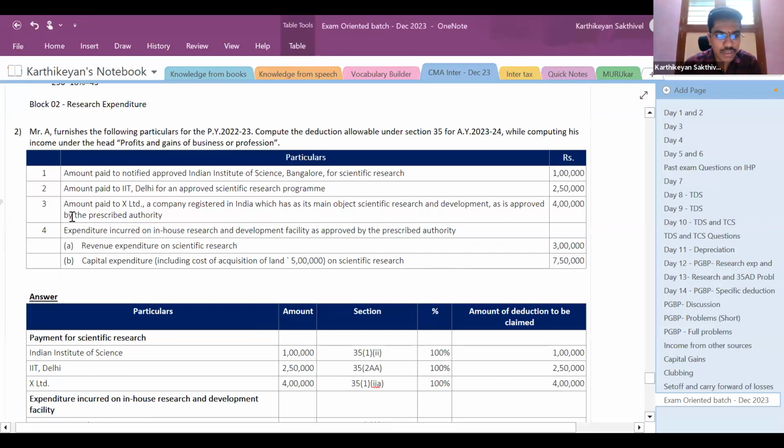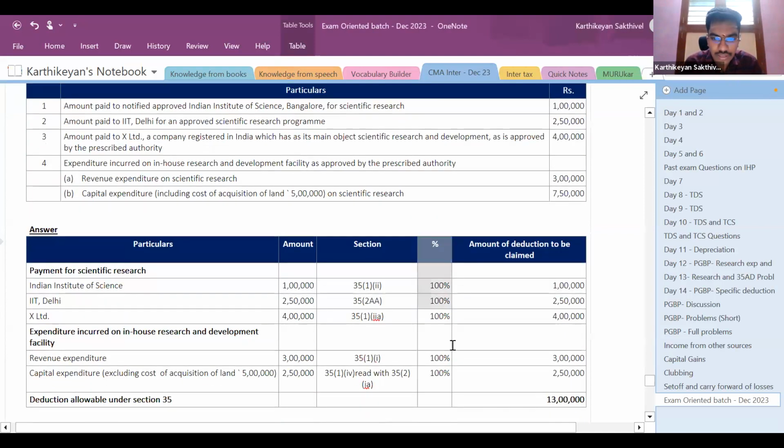So if the amount is paid to a notified approved Indian Institute of Science, Bangalore for scientific research, it can be claimed as a reduction under Section 35(1)(ii). The rate of reduction is 100%. This is not relevant today, but before there was a weighted reduction concept; now the weighted reduction is entirely done away with, so it is not there. The Indian Institute of Science, 35(1)(ii), 1 lakh.